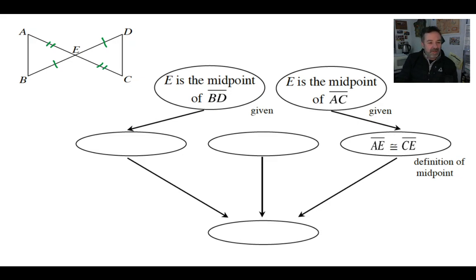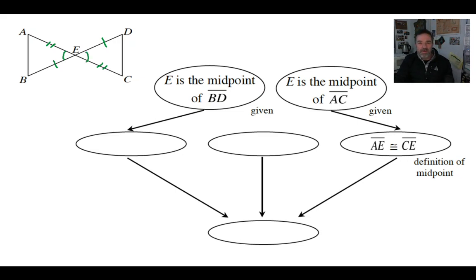Something very similar could be reflected over here because E is the midpoint of BD, right? There are two segments that are congruent, by the definition of midpoint. And the only other thing that we would have to point out is that this angle is congruent to this angle because they're vertical angles.